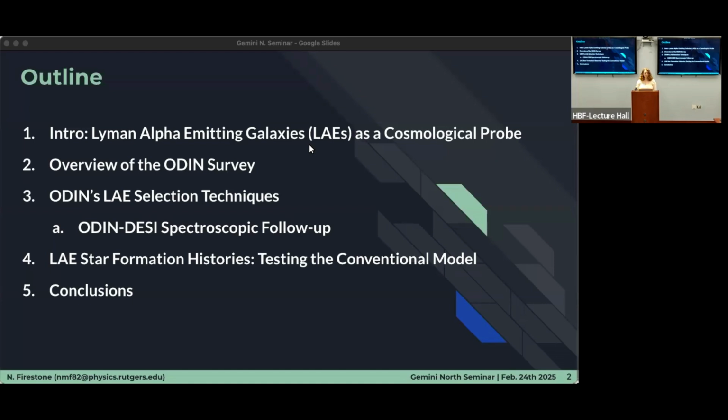And the last chunk of my talk, which is probably about half of the actual talk, is looking at the star formation histories of Lyman alpha emitters to really truly test some of the assumptions that we make about them. And then I'll conclude.